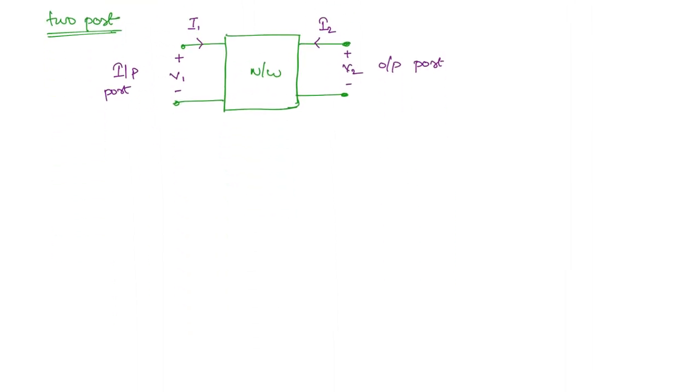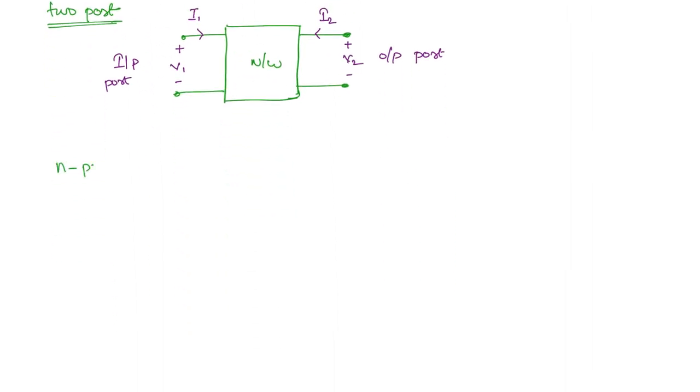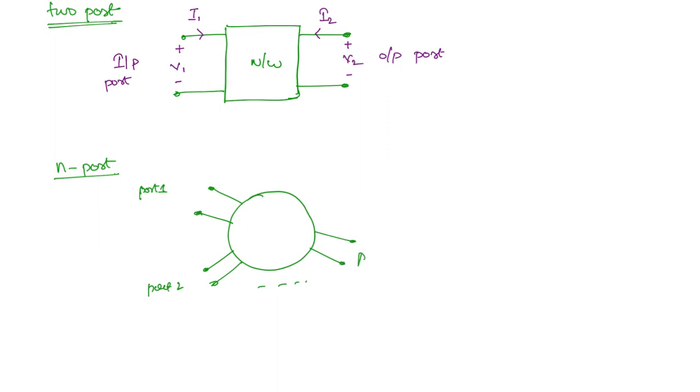Now what about an n port network? N means n number of. So that means if you have a network like this, you have one port here, let us say this is port 1. Here you have another port, port 2, and so on till n number. That means we are just making use of a variable here. N can be 1, 2, 3, 10 as well. So this in general we write as n port network. Now our discussion is this two port network.